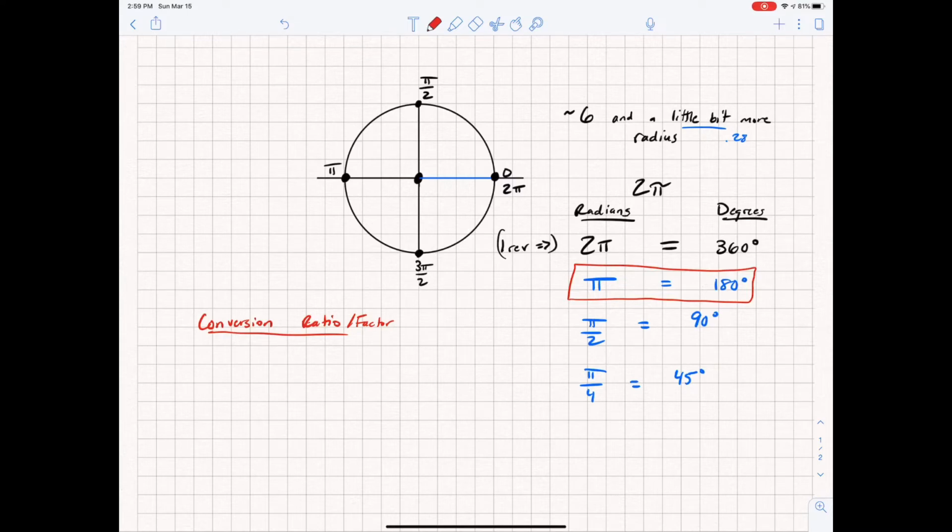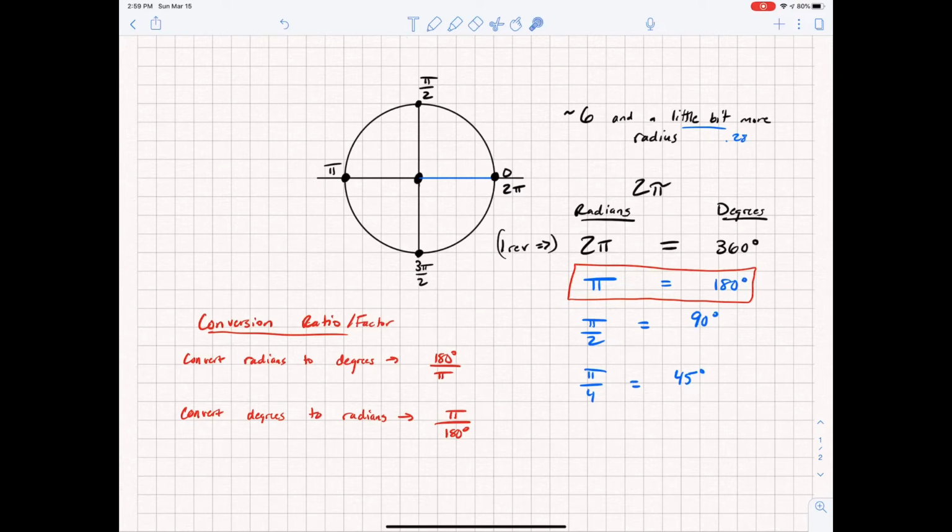And so if I want to convert radians to degrees, what I'm going to do is multiply by 180 over pi. If I want to convert degrees to radians, I'm going to multiply by pi over 180. These were the fractions, these were the numbers that I wanted to use.